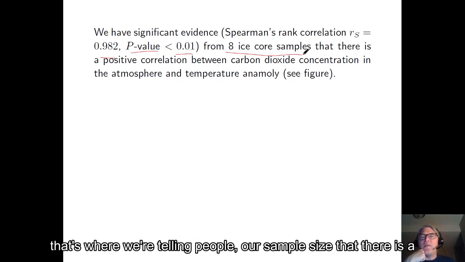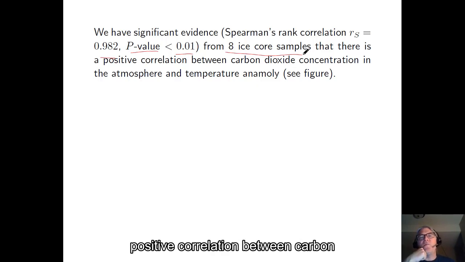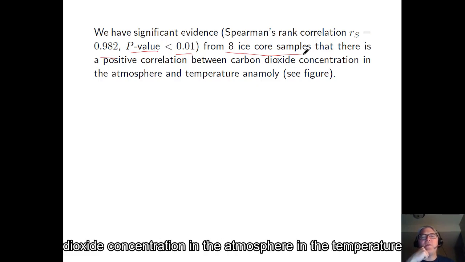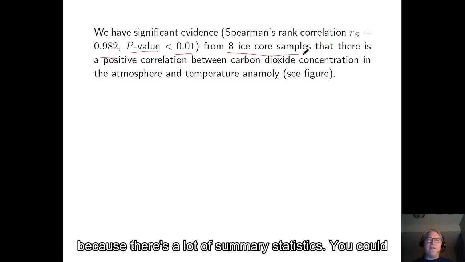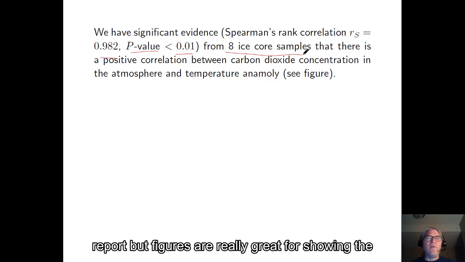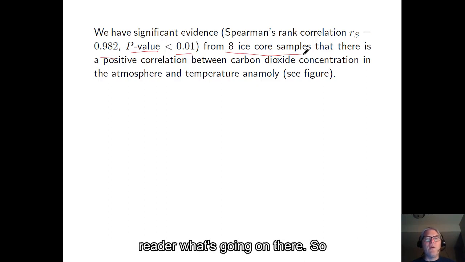So that's where we're telling people our sample size, that there is a positive correlation between carbon dioxide concentration in the atmosphere and the temperature anomaly. See the figures, how we would normally describe this data, because there's a lot of summary statistics you could report, but figures are really great for showing the reader what's going on there.